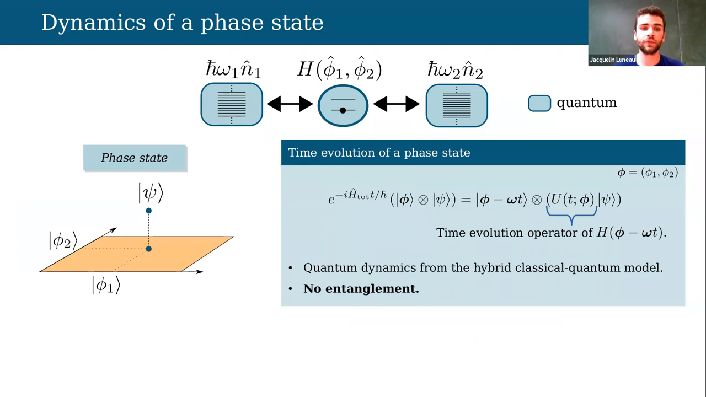We can use it when we focus on phase states, which are eigenstates of the phase operators phi one and phi two. And the property of these phase states is that, thanks to the linearity in N, they remain phase eigenstates. And the state of the two-level system for such a state will evolve according to the previously discussed Hamiltonian coupled to classical phases.